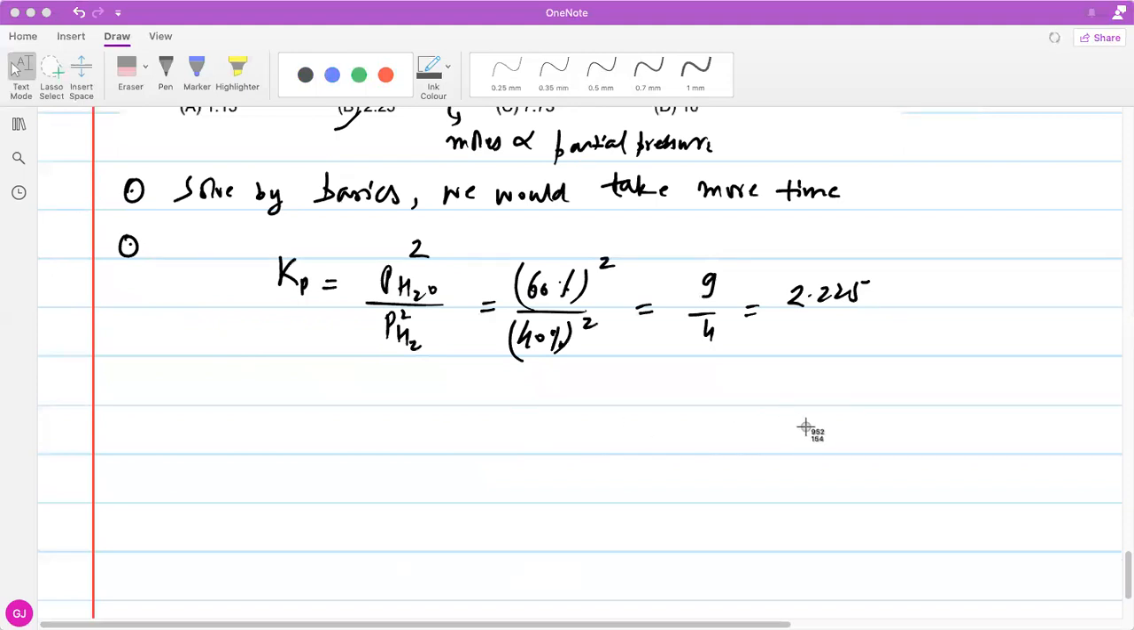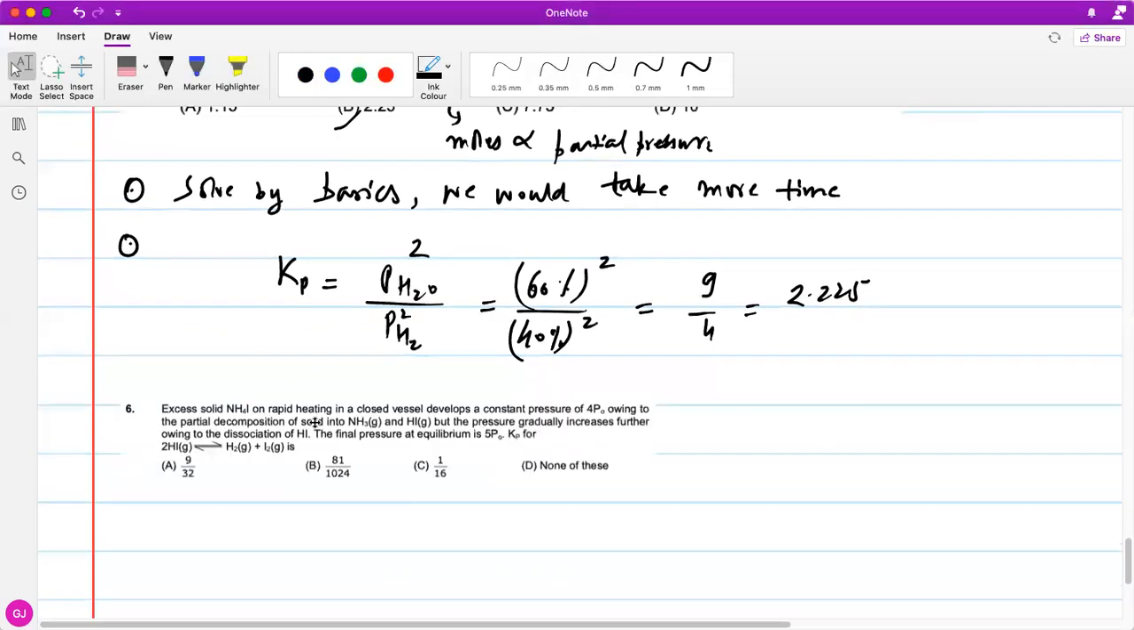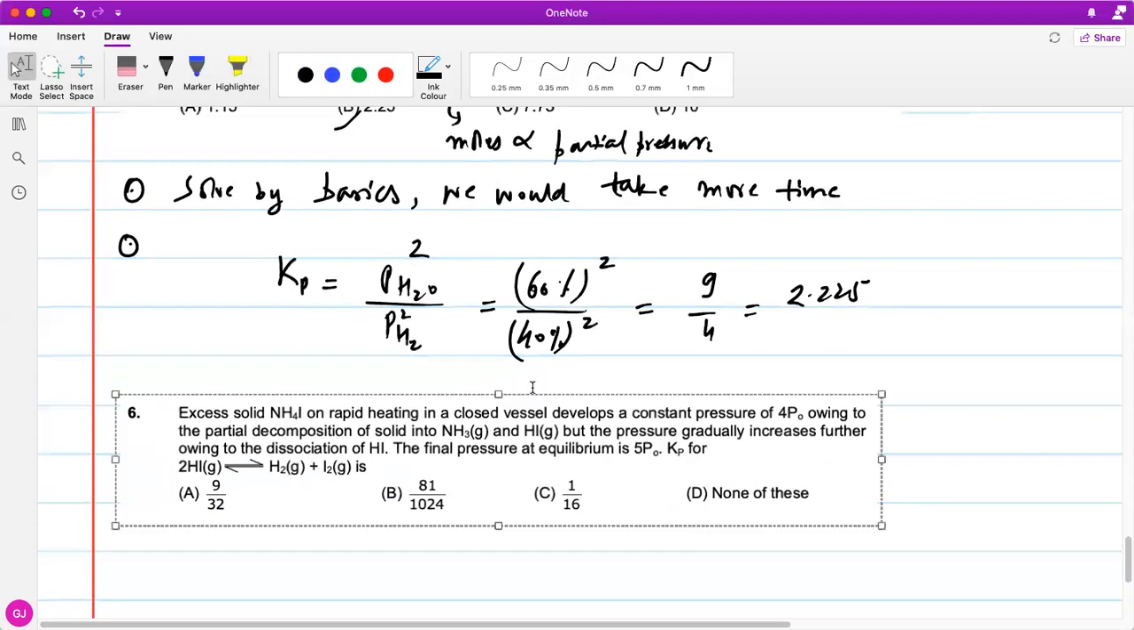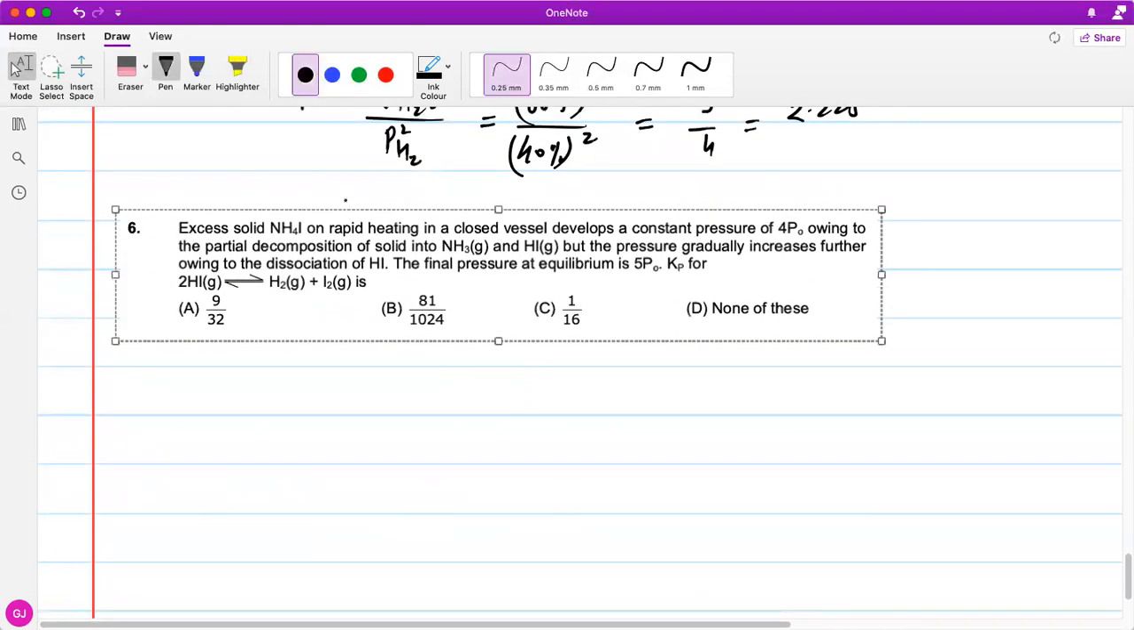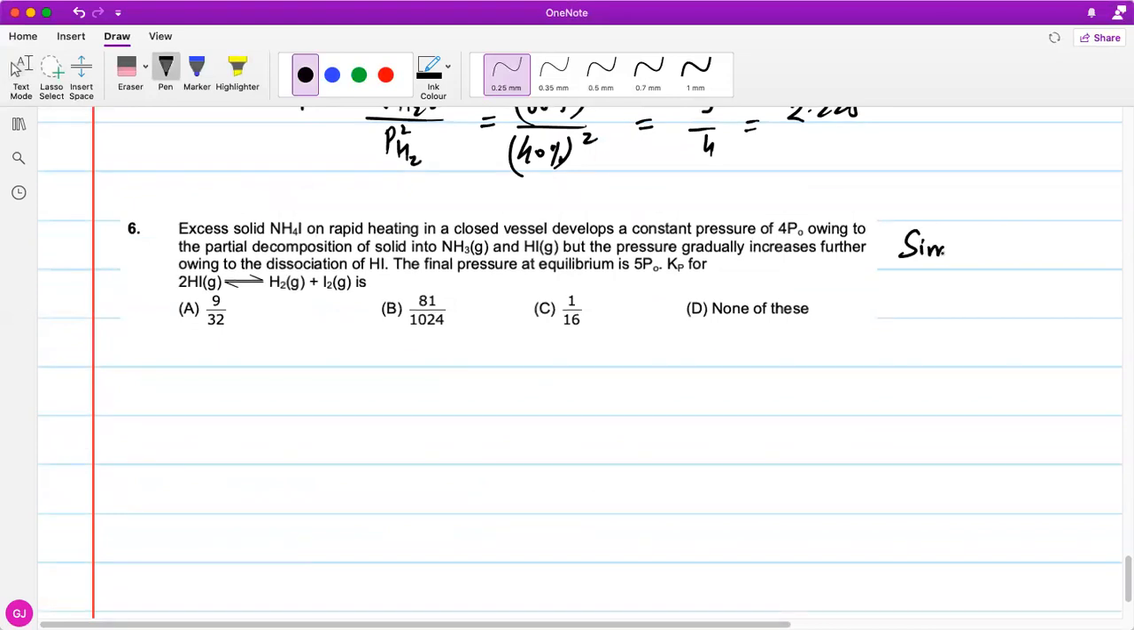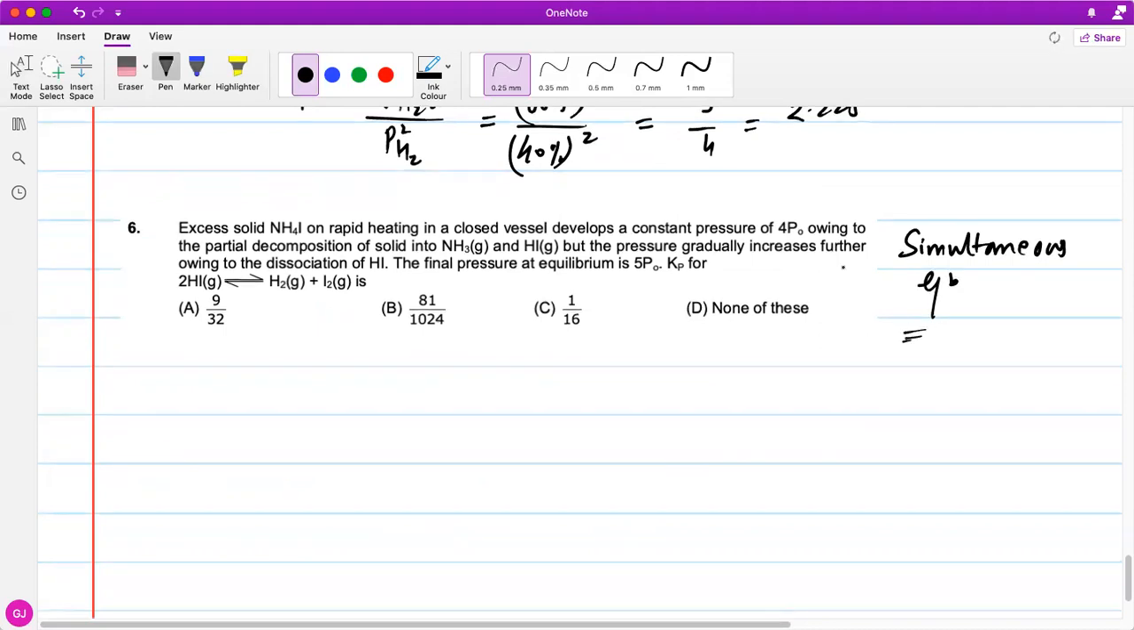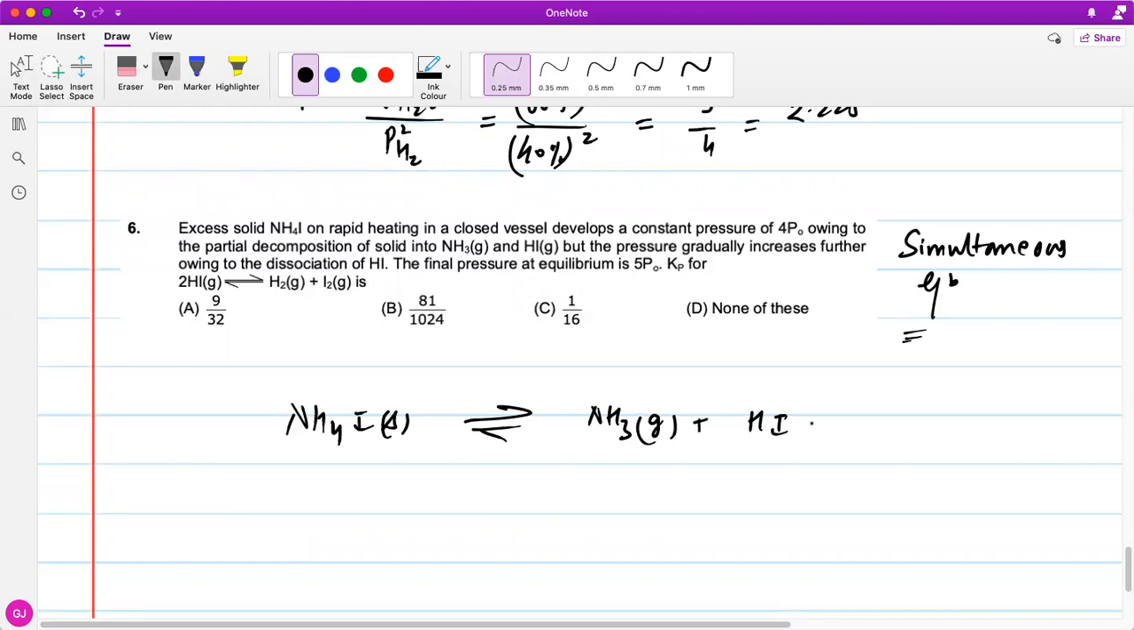Then next question, it's okay. Question number 6 is really, really difficult. It's a pretty challenging question because it deals with simultaneous equilibrium, right? So you would have understood that there is one reaction which is NH4I solid dissociating into ammonia and HI. And after that, there is another reaction where HI is further dissociating into H2 and I2.